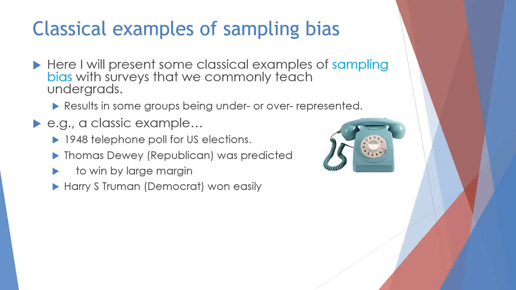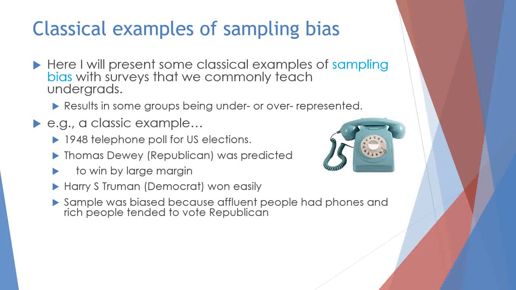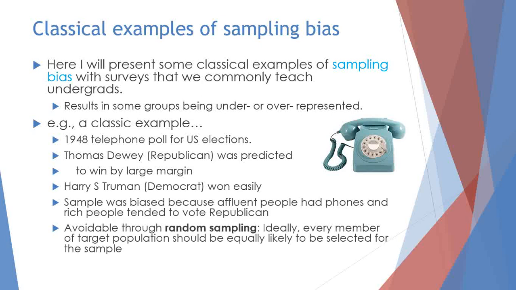Why? Well, in 1948, only the rich people, very conservative, had telephones. So by only asking the conservatives who they would vote for, they reached a very different conclusion. It's a good illustration of why random sampling is really important. If there's some limitation, like access to a computer or a laptop, if you're dealing with elderly populations, then that's going to potentially affect the validity of your conclusions. Random sampling: ideally every member of a target population should be equally likely to be selected for the sample.